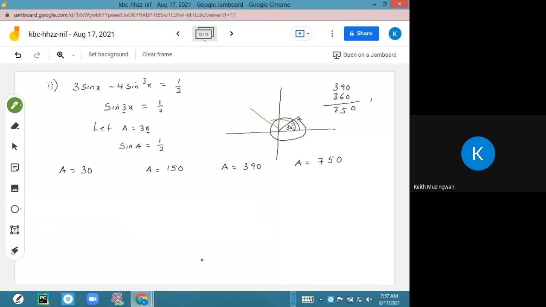150 from here, 150. If we went round, we would say 150 plus 360. We'll obtain 510. So A is 510. Let's try another one. 510 plus 360, we'll get 870. So I have another value of A. A is 870. The other one will be beyond.